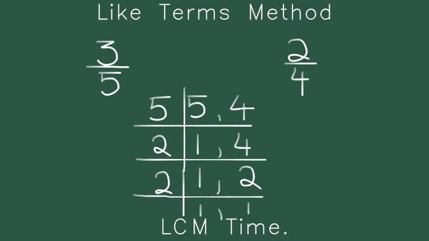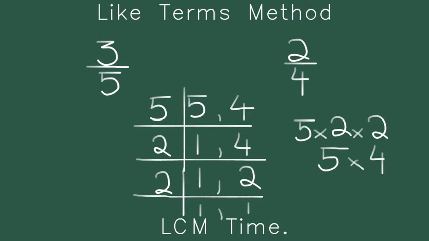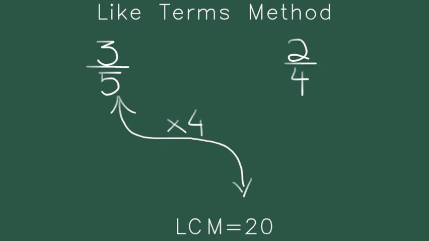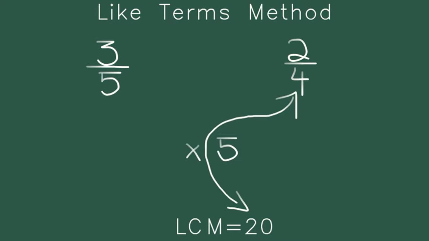Now to find the LCM, you need to multiply all the numbers on the left hand side, which in this case is 5 times 2 times 2. That is equal to 5 times 4, which is equal to 20. Now we need to make all of the fractions have a denominator equal to 20. So how do you make 5 equal to 20? You multiply it by 4. And how do you make 4 equal to 20? You multiply it by 5, right?